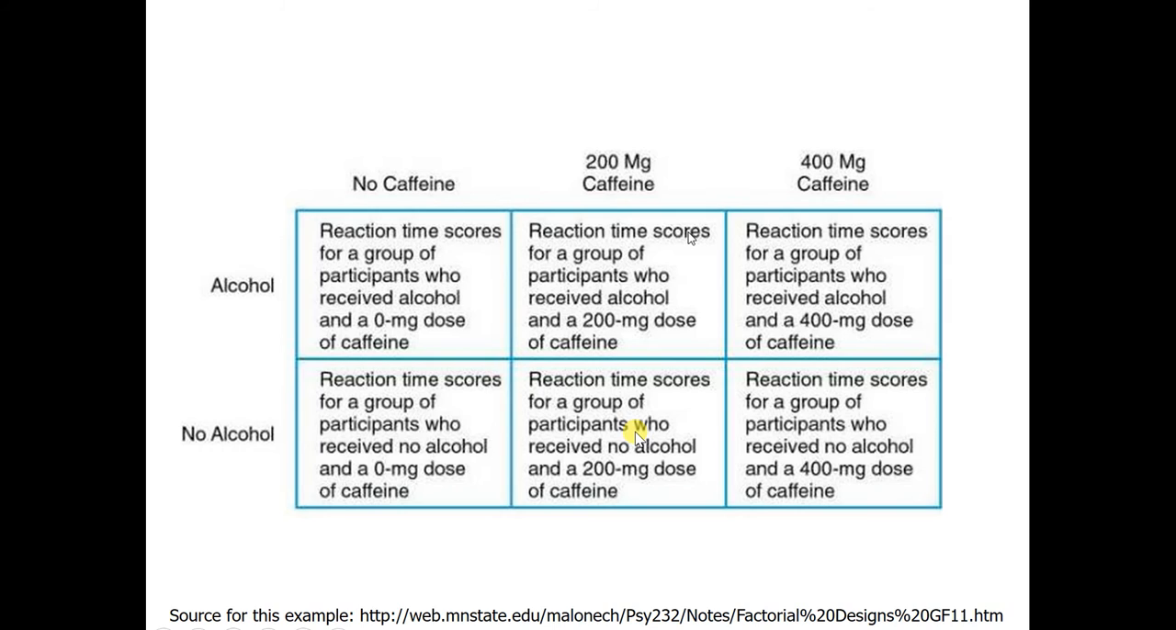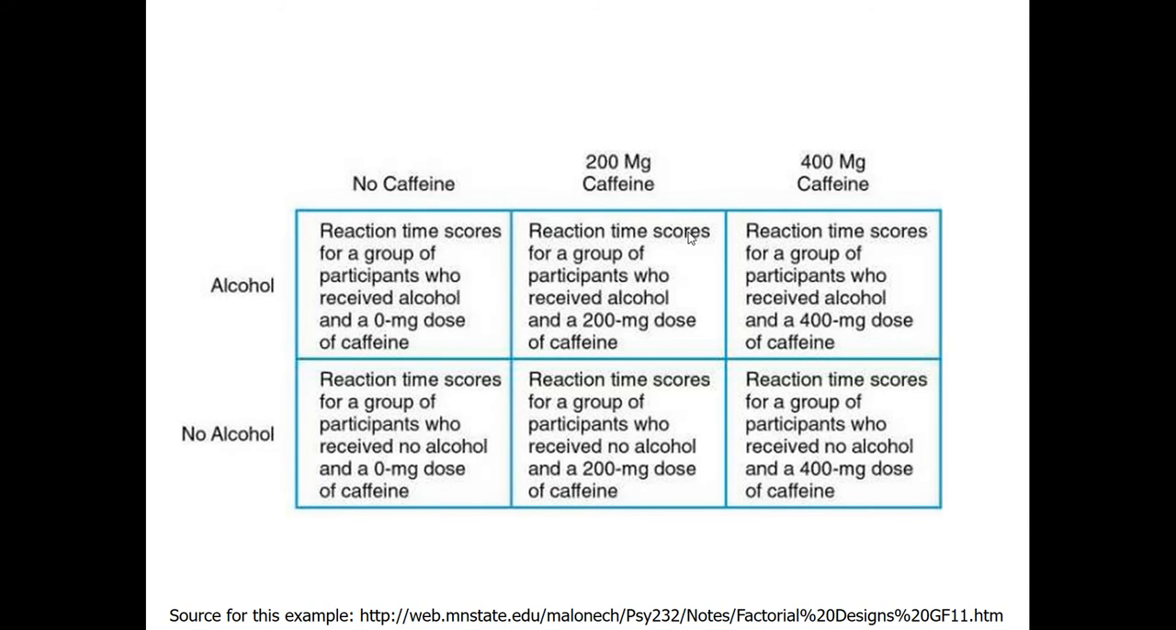Now we have a condition where they're getting 200 milligrams of caffeine but no alcohol. In this condition right here, they're getting alcohol and the 200 milligram dose. Over here in the top right, they're getting both caffeine and alcohol. They're getting 400 milligrams of caffeine. And over here, they're getting 400 milligrams of caffeine with no alcohol. So that gives us 6 conditions altogether.